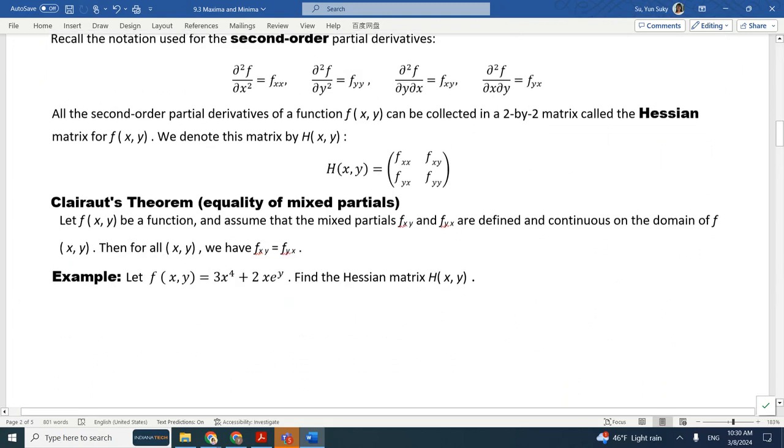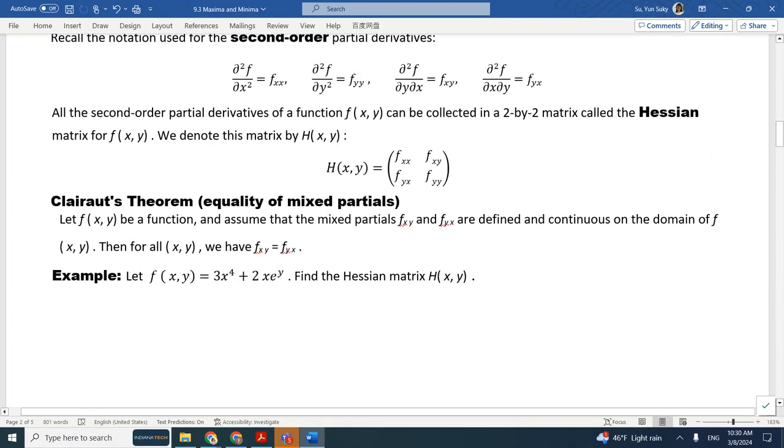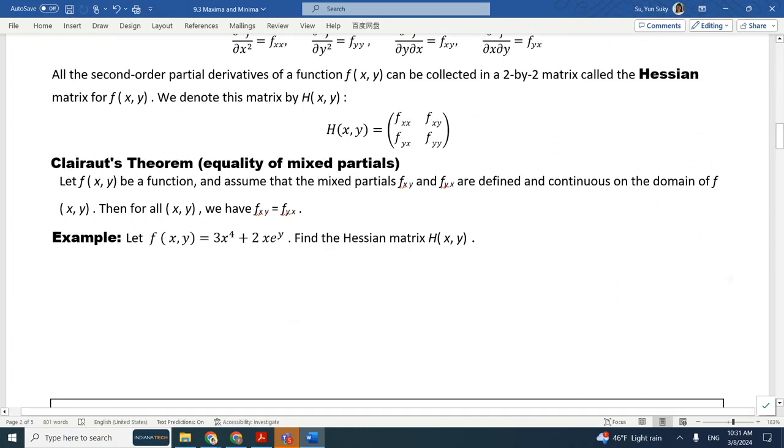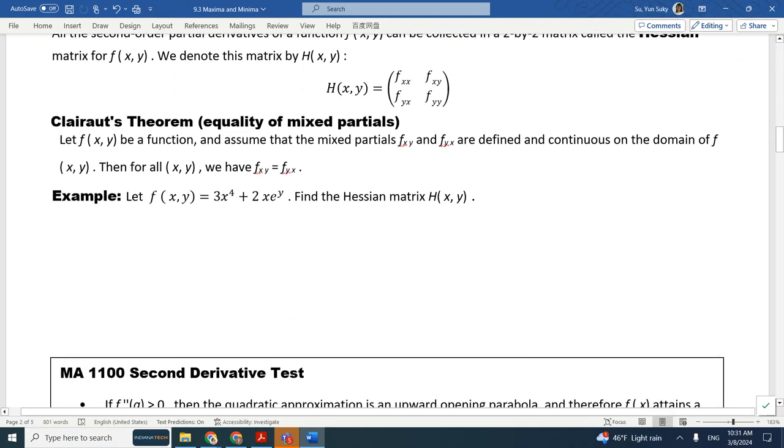And yes, we have the theorem on mixed partials. If the domain is an open set and the function's partials are continuous, then the mixed partials are equal. So in that case, the order fxy, fyx does not really matter. Okay, now let's compute the Hessian matrix.